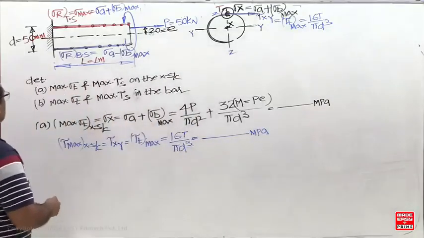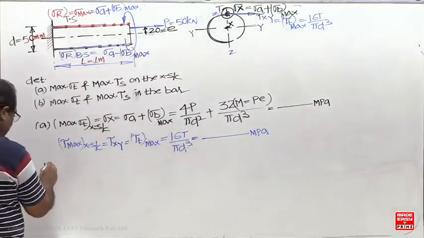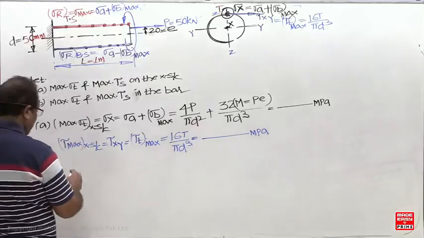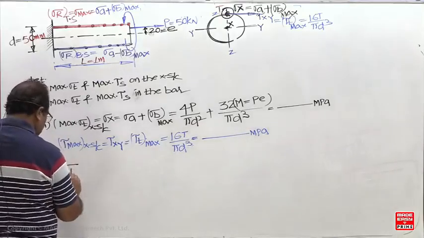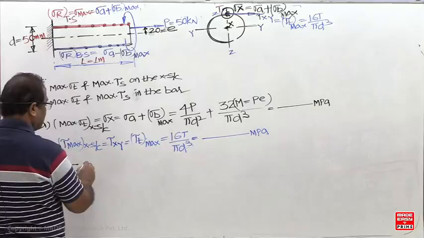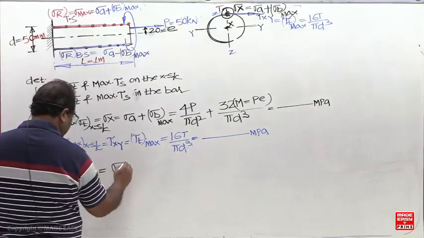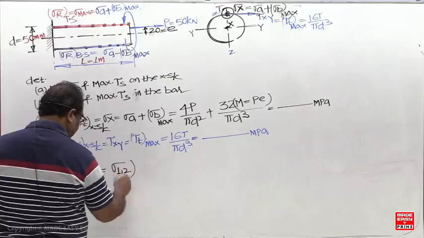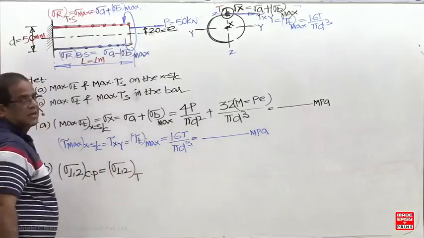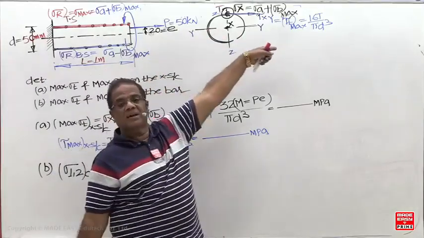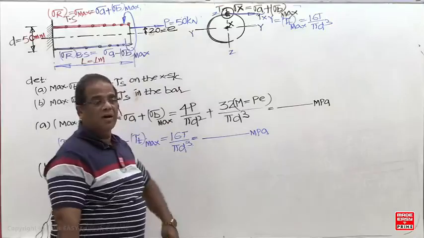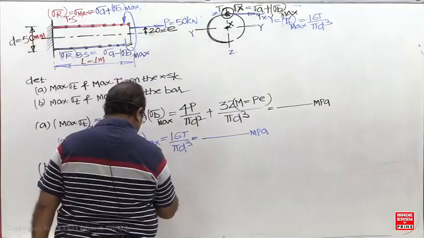That is the first question. Next, it is asking about the bar: you have to find out the principal stress. At which point do you have to calculate? The critical point. Which is the critical point? Top. At the top, how many stresses are there? Sigma x and tau xy. Sigma y is 0. So 1 by 2.